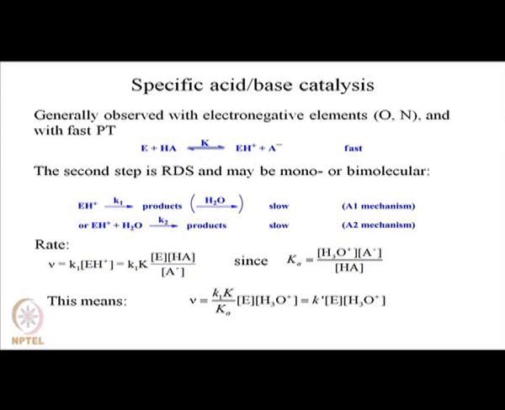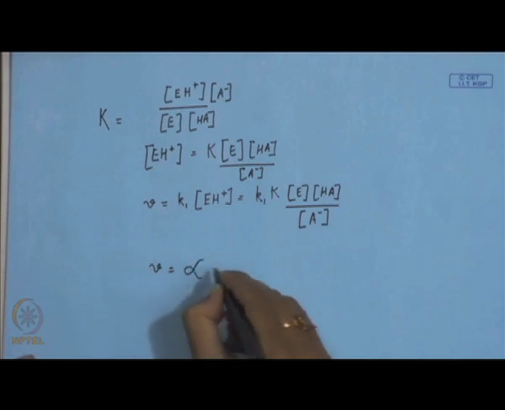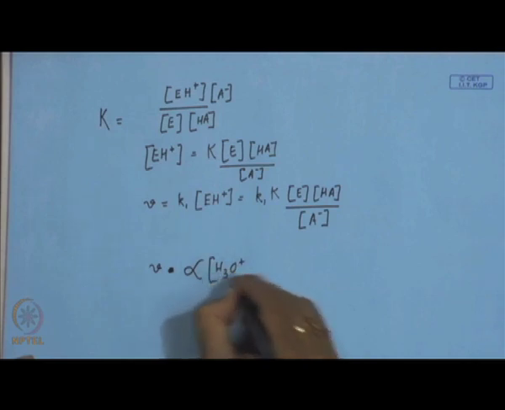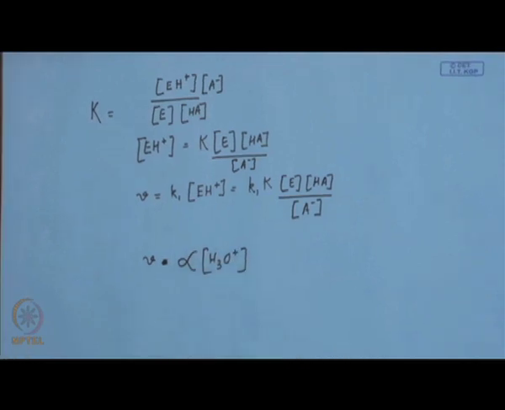Okay. So, we have seen that your rate is dependent on the rate constant for the slower step, then the equilibrium constant for your EHA, EH plus A minus equilibrium, and also the acid constant Ka, and you see that V is proportional to H3O plus. So, V is proportional to H3O plus concentration.